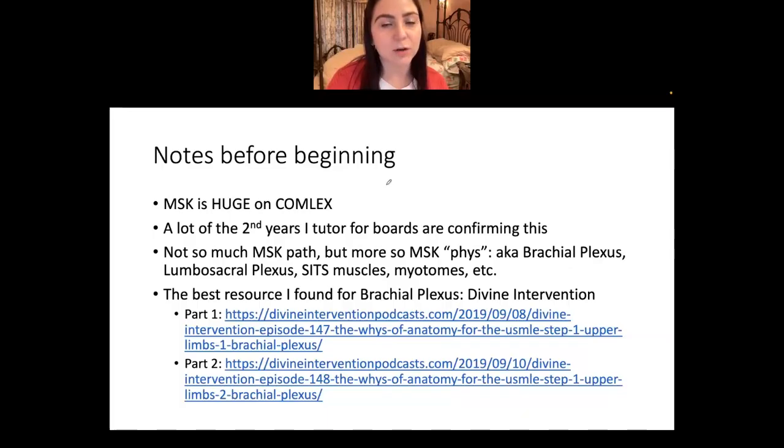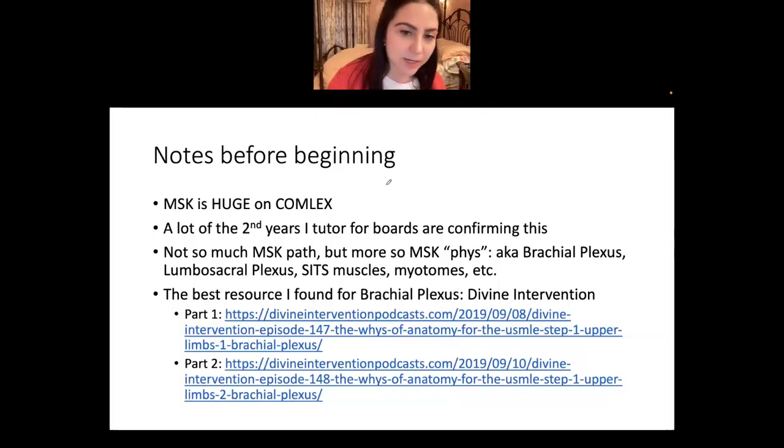A lot of the second years that I tutor for boards have taken boards this week and last week, and they're confirming there was tons of MSK, and it's this kind of MSK. It's MSK phys, so it's not really the MSK path that's in Pathoma. There's a whole chapter in Pathoma, which you'll be doing second year, and that does come up, sure, but by far it's the brachial plexus pathologies, lumbosacral plexus, your SITS muscles, the muscles that work your shoulders, myotomes, lumbar disc deviations, things like that. That's what comes up so frequently.